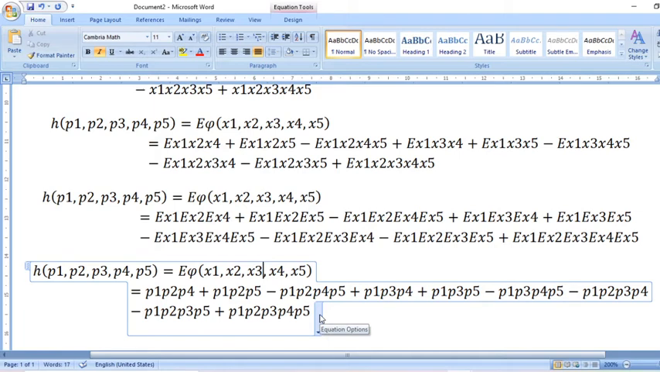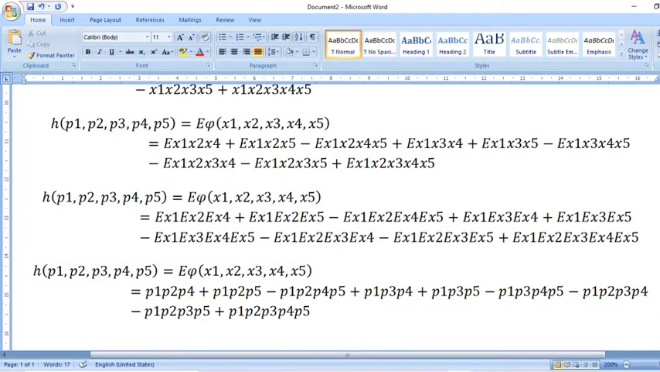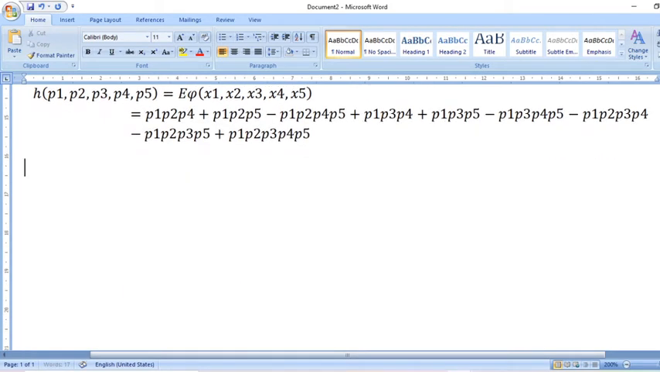Okay, so this is the reliability, the system reliability in terms of component reliabilities based on the independence assumption. Now we look at the inclusion-exclusion method. So what is the inclusion-exclusion method?